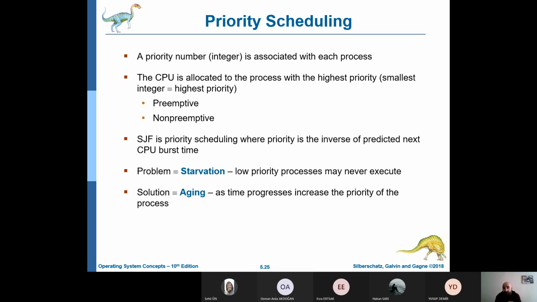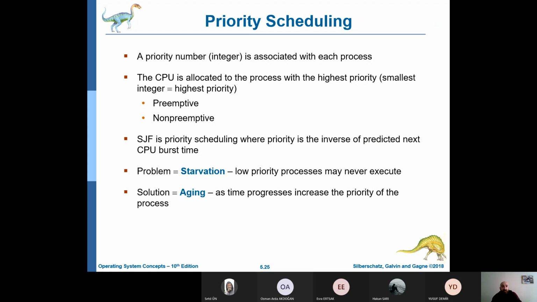A major problem with priority scheduling algorithms is indefinite blocking, or starvation. A process that is ready to run but waiting for the CPU can be considered blocked. A priority scheduling algorithm can leave some low priority processes waiting indefinitely.